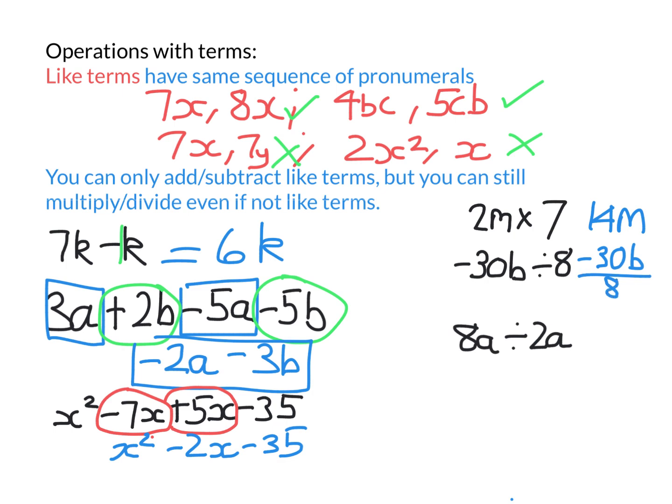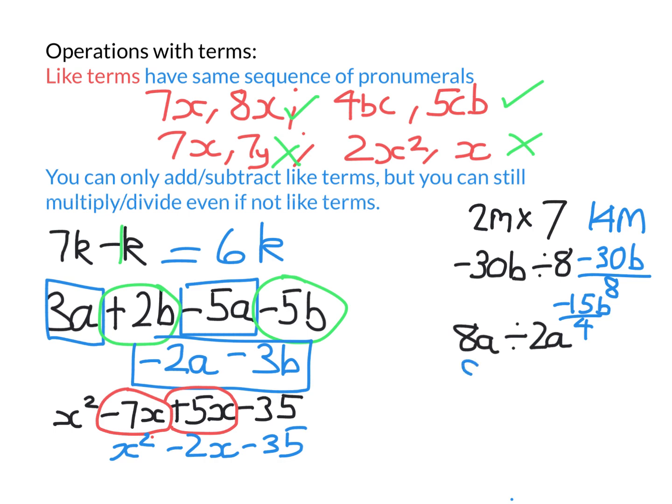Now, if you need to simplify a fraction, you can use your calculator. Negative 30 divided by 8, your calculator will tell you simplifies to negative 15 over 4. And I leave the b alone. I can't do any more with that because I can't simplify 15 over 4 and there's nothing to simplify with the b. So what about 8a divided by 2a?